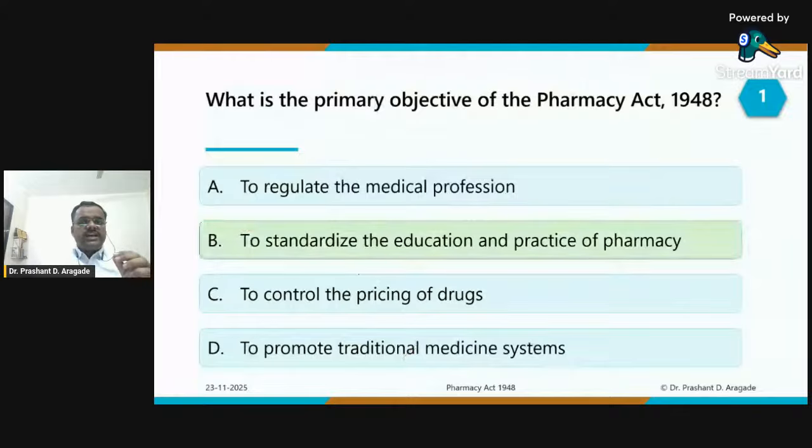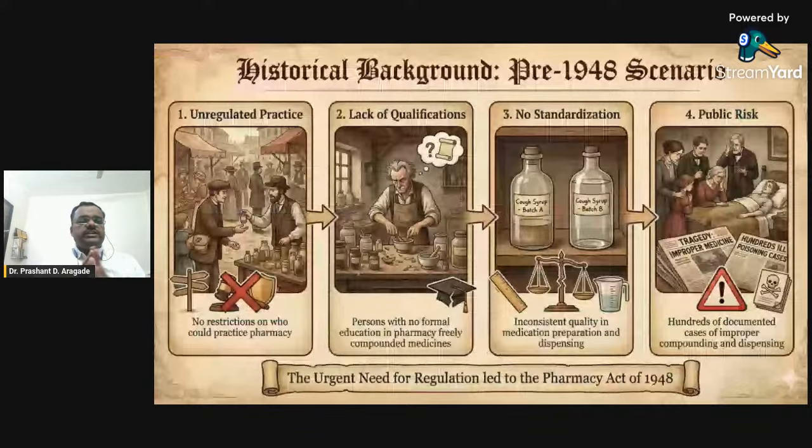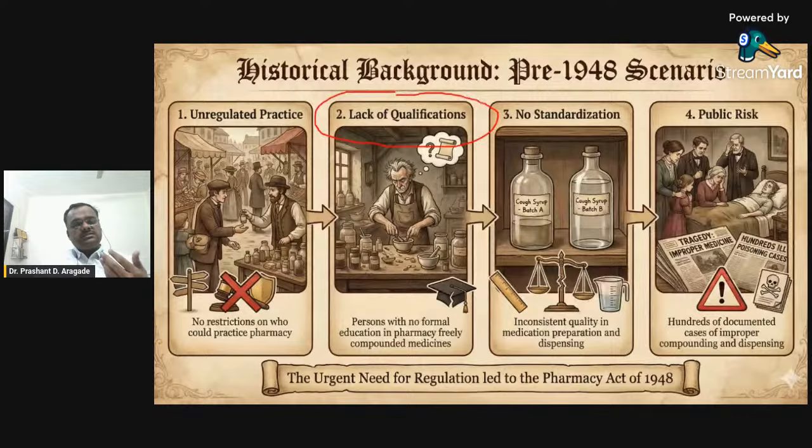The Pharmacy Act was implemented in 1948 to standardize the education and regulate the pharmacy profession within India. Why? Before 1948, just see the pre-1948 scenario, where there was unregulated practice. There was no restriction on who could practice pharmacy, and a lack of qualification also, because there was no regulation. So anyone could dispense medicines. Persons with no formal education in pharmacy were involved in the compounding and dispensing of medicines.